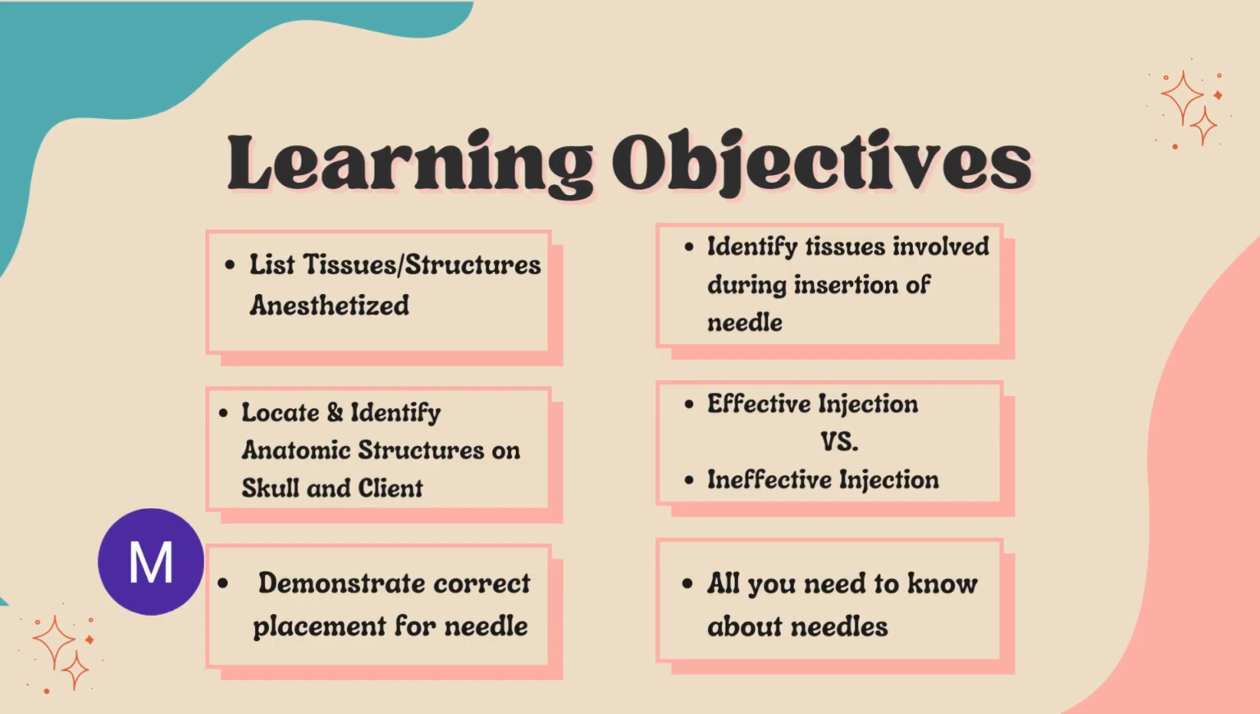anesthesia. So, on the screen right over here, we have some learning objectives. Today we're going to learn about the structures that are anesthetized. We're going to locate and identify anatomic structures on the skull and the client, demonstrate the correct placement for the needle, identify different types of tissues involved during the insertion of the needle, effective injection versus ineffective injection, and all you need to know about needles.